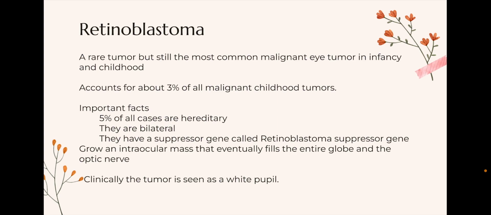They are typically bilateral, so they're going to be seen in both eyes, and they have a suppressor gene called the retinoblastoma suppressor gene. So, these tumors grow as an intraocular mass that fills the entire globe, as well as covers the optic nerve. Clinically, if a child comes in with a retinoblastoma, we're going to see it as a white pupil instead of the black pupil we typically see. This will lead to enucleation, so removal of the eye, as well as probably chemotherapy.